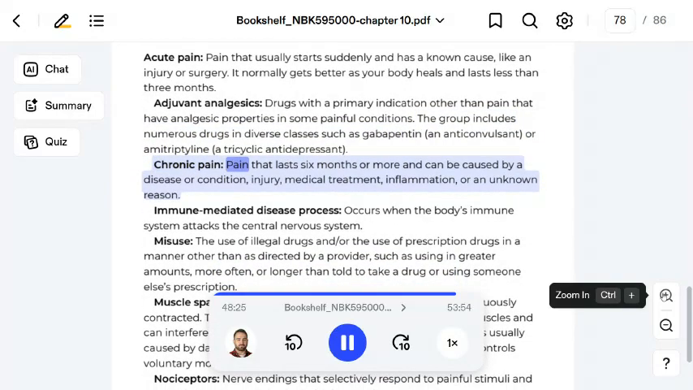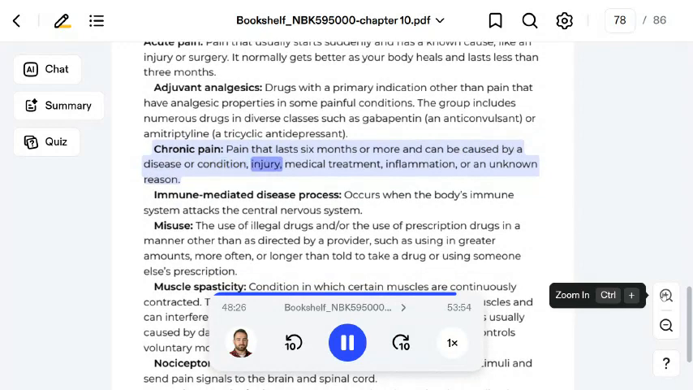Chronic pain: pain that lasts 6 months or more and can be caused by a disease or condition, injury, medical treatment, inflammation, or an unknown reason.